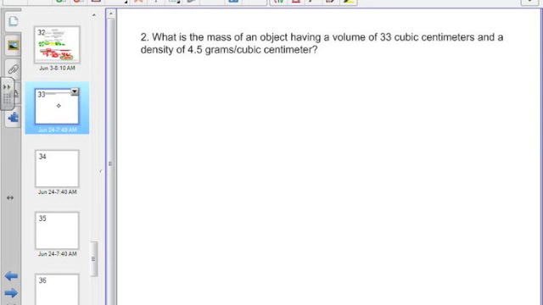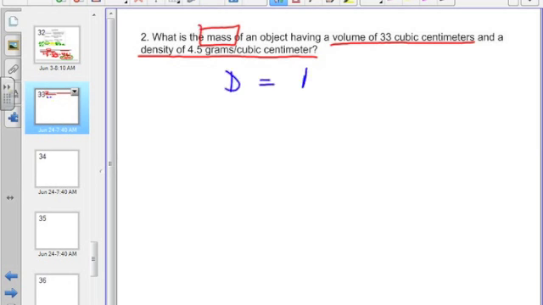Number 2. What is the mass of an object having a volume of 33 cubic centimeters and a density of 4.5 grams per cubic centimeter? So here's the change up. This time we're looking to figure out a mass, but they give us the other two important known quantities, volume of 33 cubic centimeters, and the density of 4.5 grams per cubic centimeter. We're still going to use the density formula, and we'll plug in what we have.